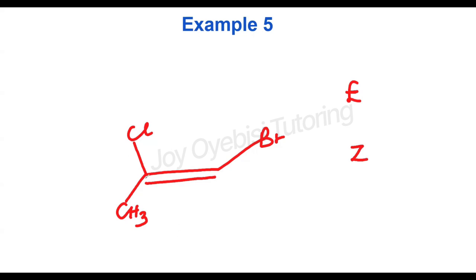So looking at this double bond, I have chlorine and bromine attached. Those are larger atoms compared to CH3. So the ones I'm going to be comparing are the chlorine and the bromine. And they are both on the same side of the double bond. Therefore, this will be Z.